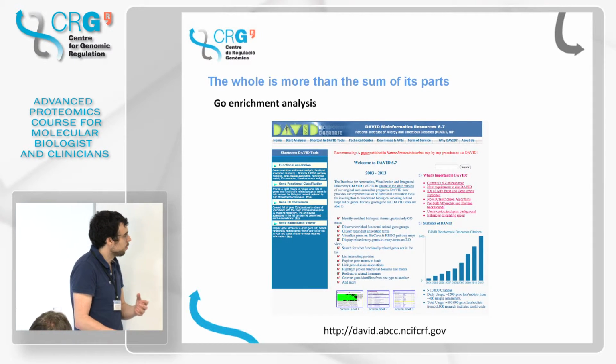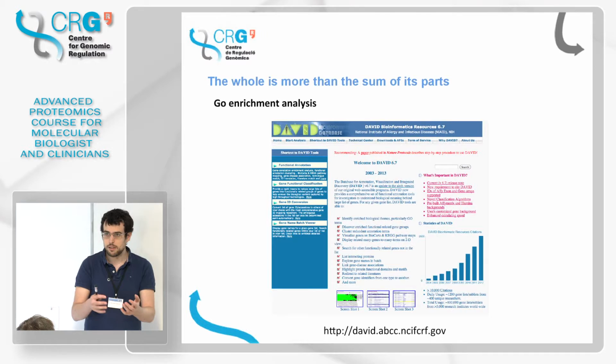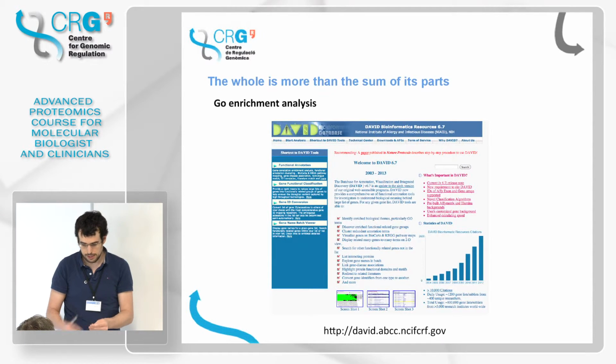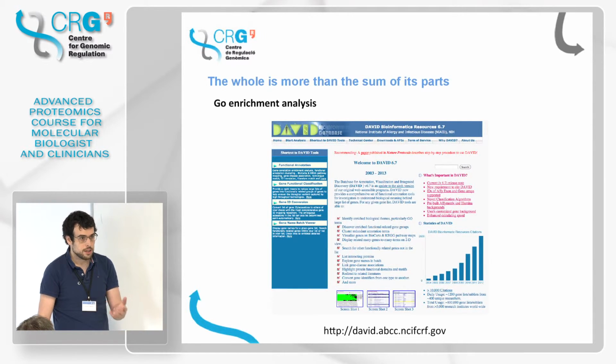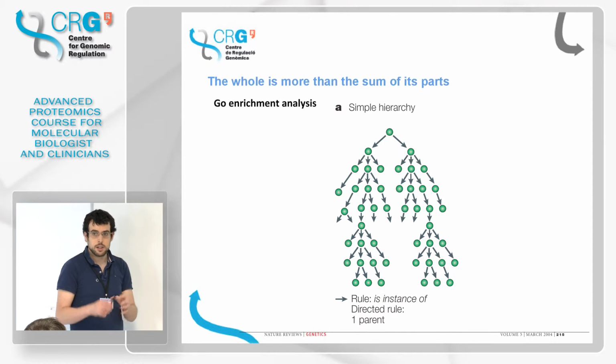So one way to do this, or at least a first approach to this, is to do Go enrichment analysis. And one of the web servers in which we can do this is this David functional web server. Here there is the URL where you can paste your protein identifiers and do a Go enrichment analysis. And what is a Go analysis? So Go are terms, right, that are hierarchically structured.